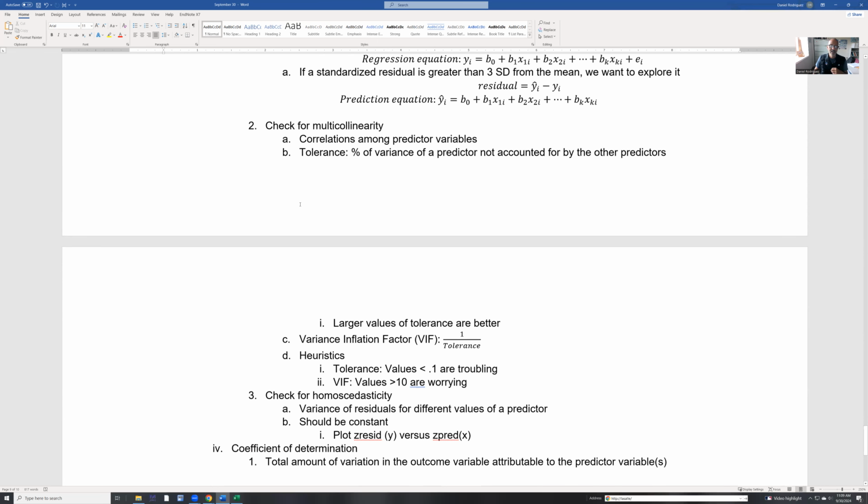All right, so we check for multicollinearity. The greater the correlation among the predictor variables, the worse. Right? Tolerance is the proportion of the variance of a predictor variable not accounted for by the other predictor variables. We'd like the tolerance to be larger. So essentially, we do regression analysis among the predictors, and we're hoping that the other predictors do not account for a great deal of variance in one another, right? So tolerance, again, we're going to calculate as the proportion of variance of a predictor variable not accounted for by the other predictors. Larger values are better.